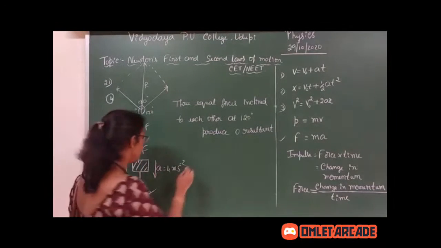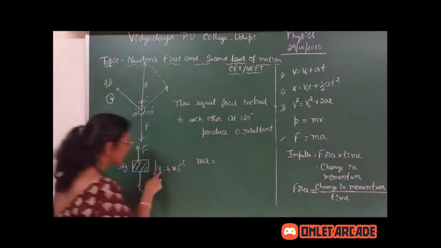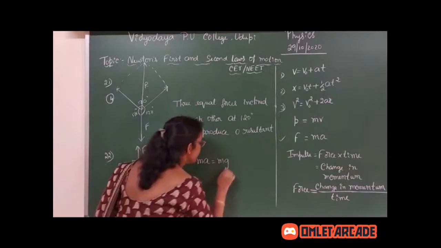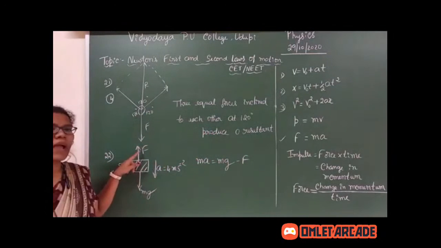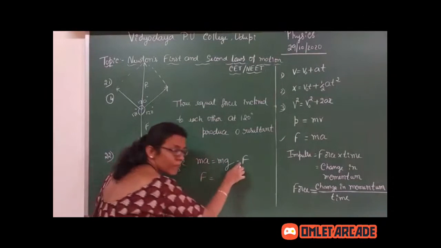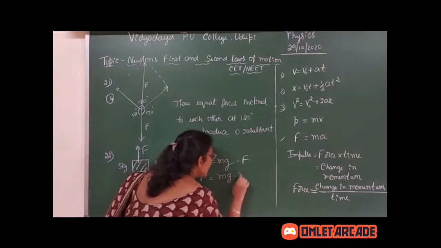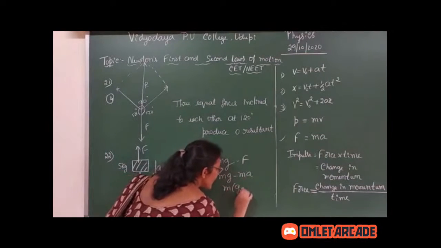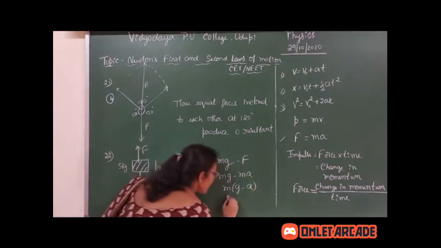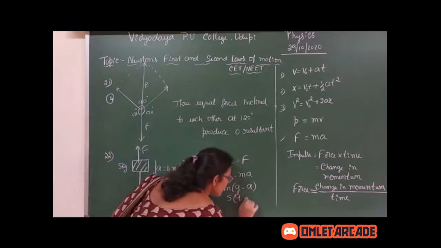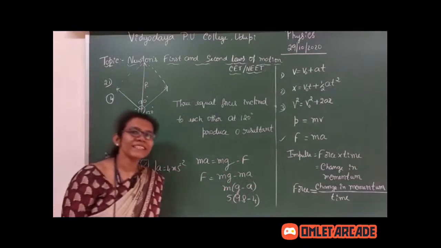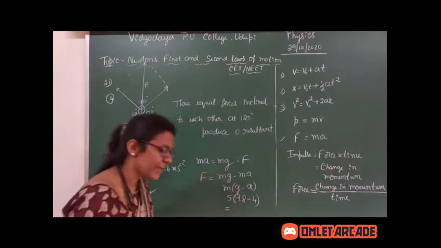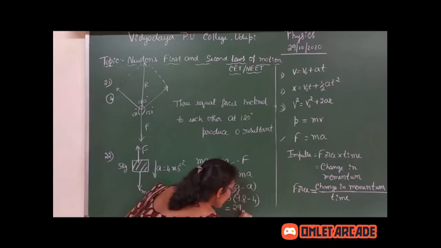So using F = ma, that is m into a, that is equal to mg minus F. What we need to calculate is the magnitude of this force. So F equals, I'll bring it this side, mg minus ma. So m is taken outside: m(g minus a). What is m? m is 5, g is 9.8, minus a which is 4. So 5 into (9.8 minus 4). We simplify this, and the answer comes out to be 29 Newton.